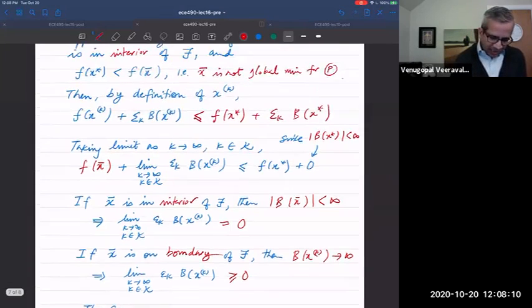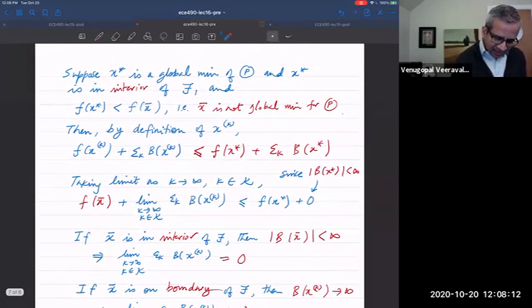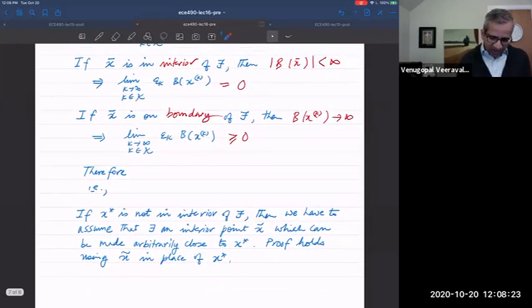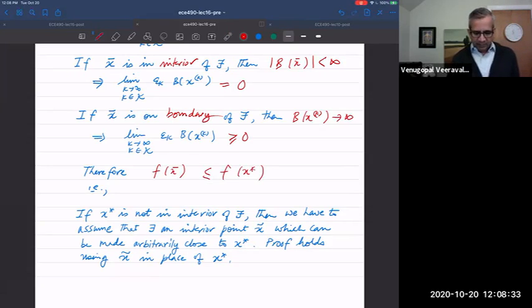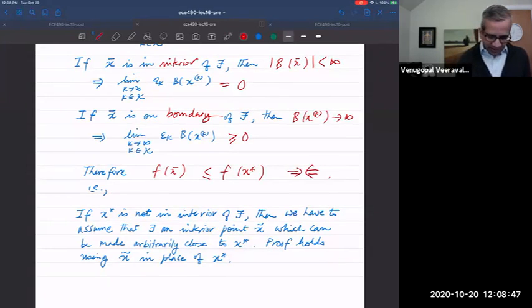Okay, so what we've shown is that this term on the left is going to something that's non-negative. So something non-negative added to f of x bar is still less than f of x star. That means f of x bar has to be less than f of x star. But this contradicts what we assumed, that x bar is not a global optimum. So this means that x bar is a global optimum.